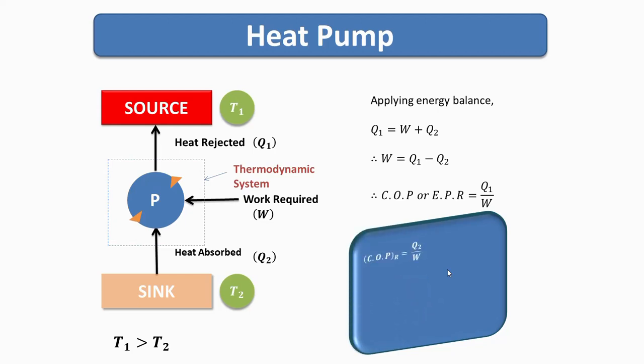Now if you consider the coefficient of performance of the refrigerator, it is Q2 upon W. Adding 1 on both sides, 1 plus the coefficient of performance of the refrigerator is equal to 1 plus Q2 upon W. Cross multiplying by W to this 1, it is W into 1, that is W plus Q2 upon W. So W plus Q2 is nothing but Q1 from the energy balance, so it is Q1 upon W. So this Q1 upon W is nothing but what? It is the coefficient of performance of the heat pump. So we can say that the coefficient of performance of the heat pump for the same temperature limits is 1 plus the coefficient of performance of the refrigerator.